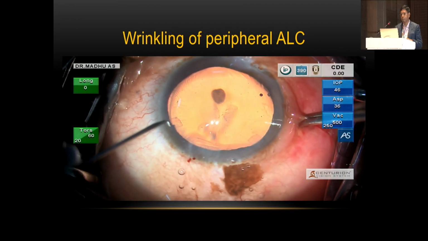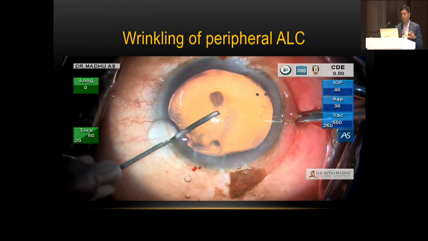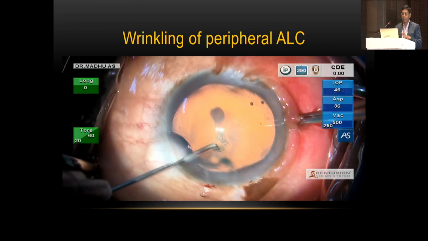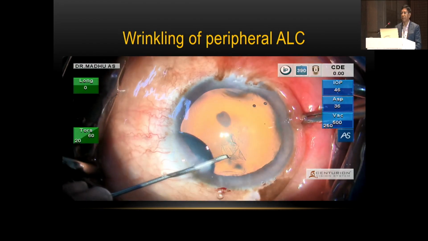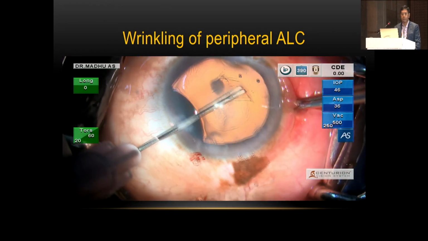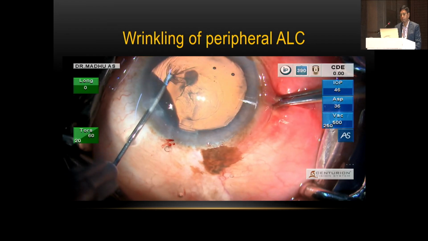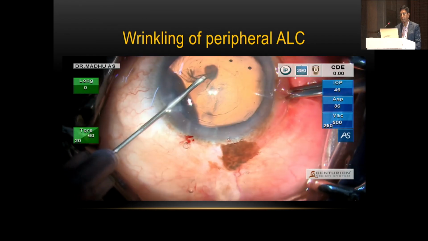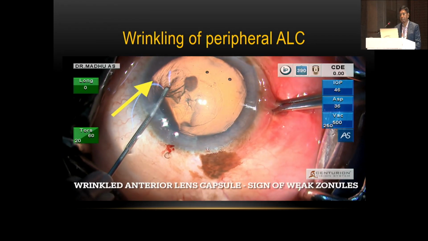This is also one of the signs. When you start doing the rhexis and you see there is wrinkling of the peripheral anterior lens capsule, then you can anticipate some degree of zonular weakness. So in this case, you can see in the periphery that the anterior lens capsule is wrinkling.